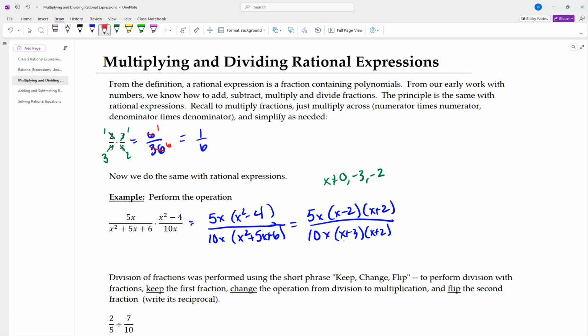Now that I have this all factored, I can reduce. The x plus 2's are common, those can cancel. There's an x, those can cancel. 5 goes into 10 twice, and now I'm ready to clean this up. Just clean up numerators and denominators. So I'd have x minus 2 left in the numerator, and 2 times x plus 3 left in the denominator. If you want to distribute the 2, you're welcome to do so. So multiplication is the same as with fractions, just with variables in there.